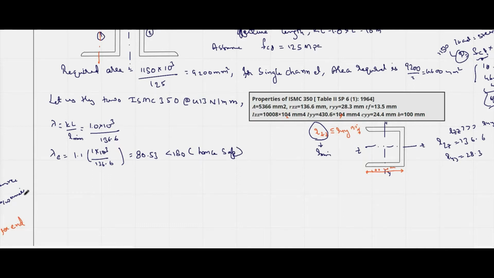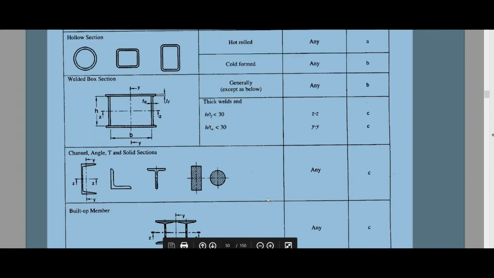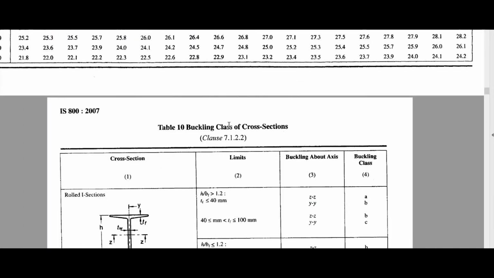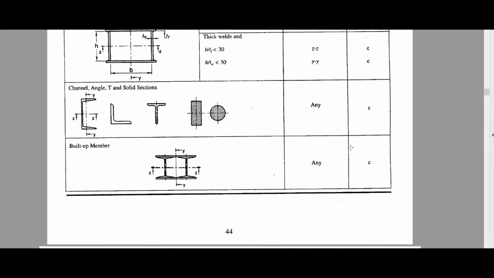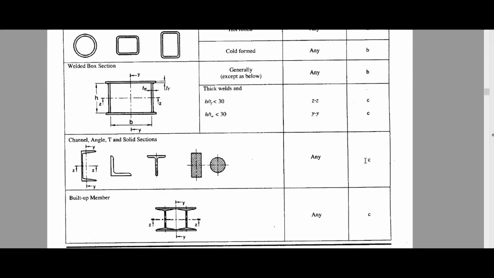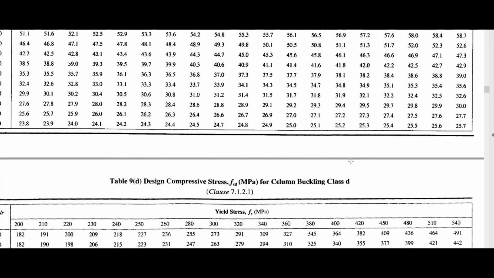Let us see the load carrying capacity of this section. To calculate the load carrying capacity of this section, we can calculate it from table number 9. But when we see table number 9, there are 4 tables A, B, C, D. A, B, C, D just represent the buckling class, and from table number 10, we can identify the buckling class of a cross section. So the given section is a built-up member. At any axis, the buckling class is C. That is why we are going to refer to table number 9C.